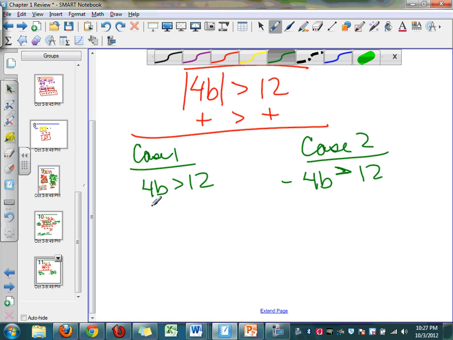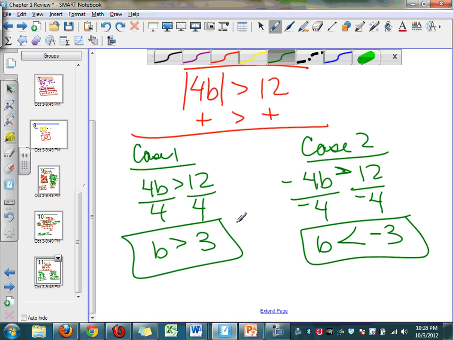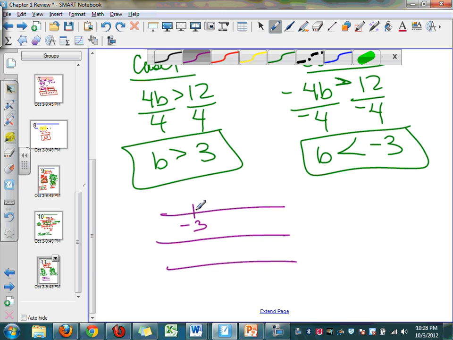So this is going to be divided by 4, b is greater than 3, divide by negative 4, b is now less than negative 3. Why did I flip that sign? I flipped that sign because I divided by a negative. So now I need to have a number line. My smallest number is negative 3, it is open, and I shade it down to the left. 3 is going to be the next one. It's open. I shade to the right.